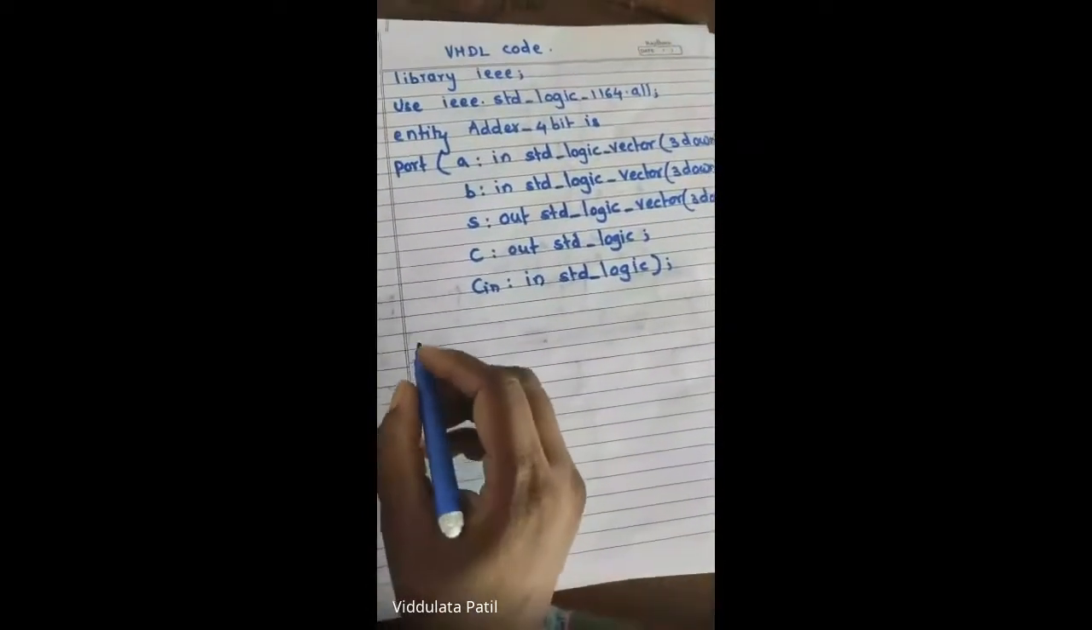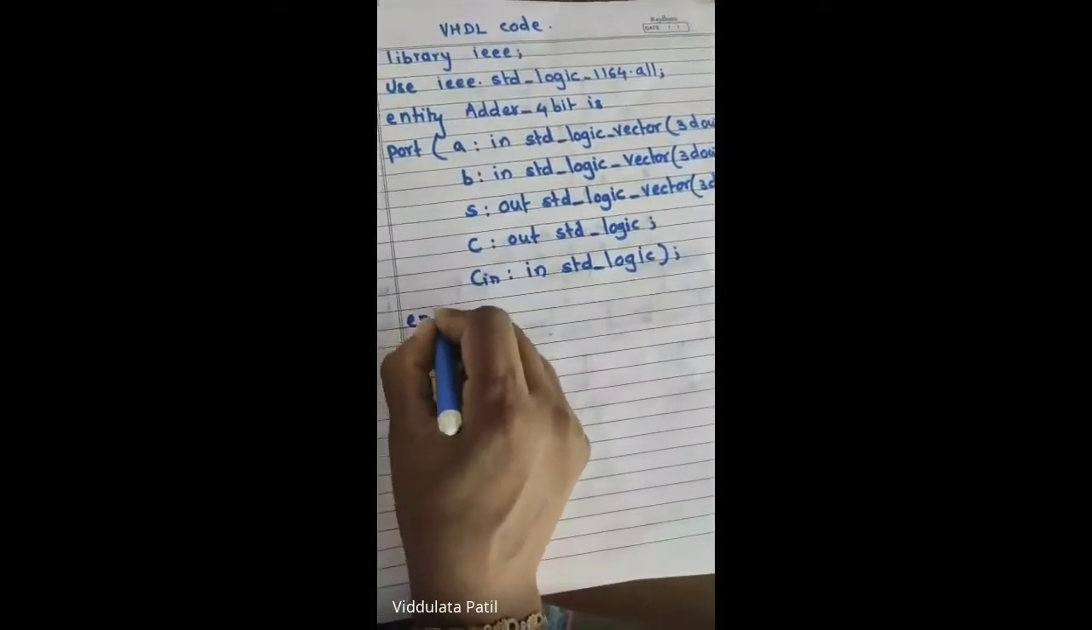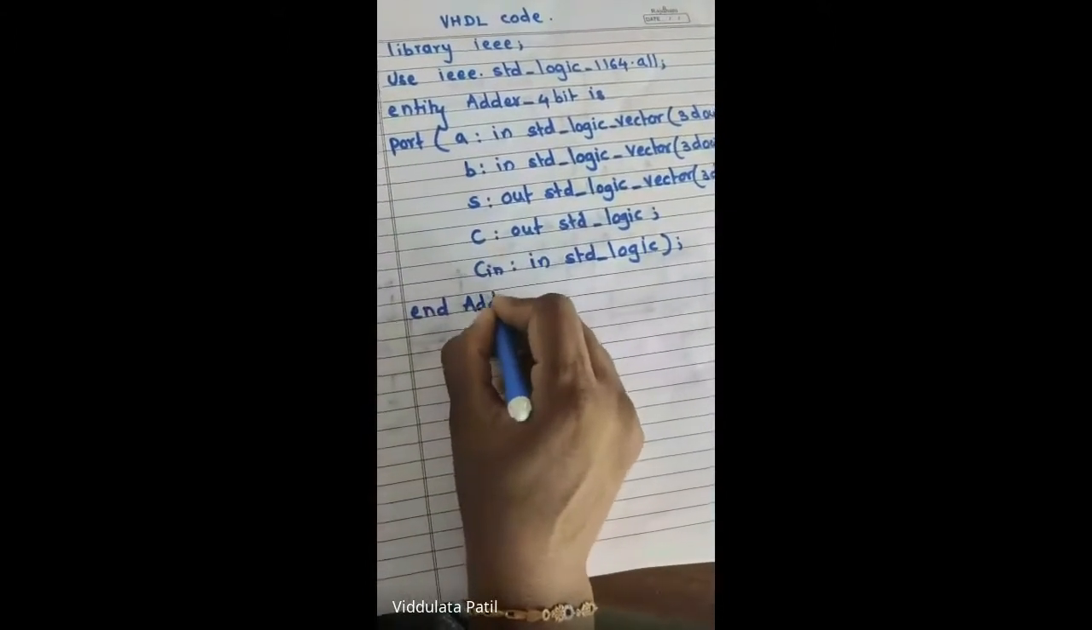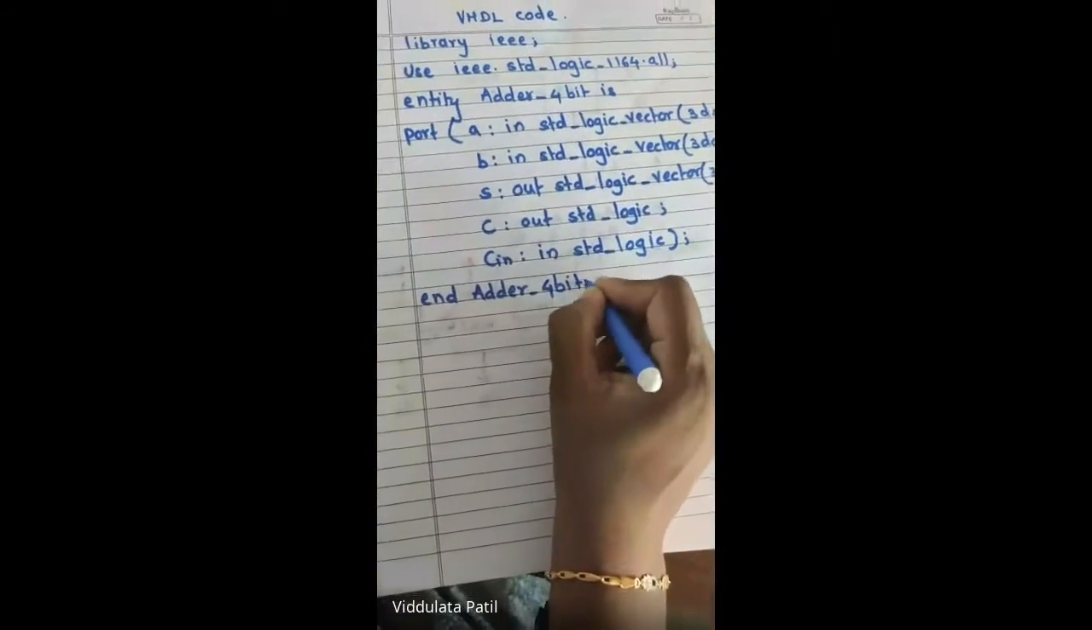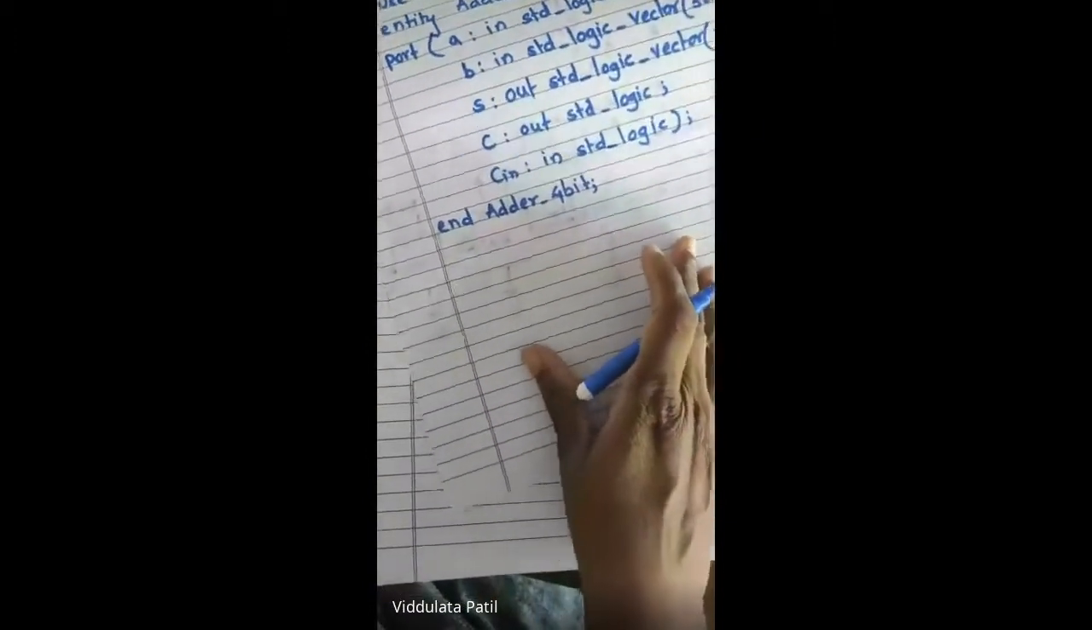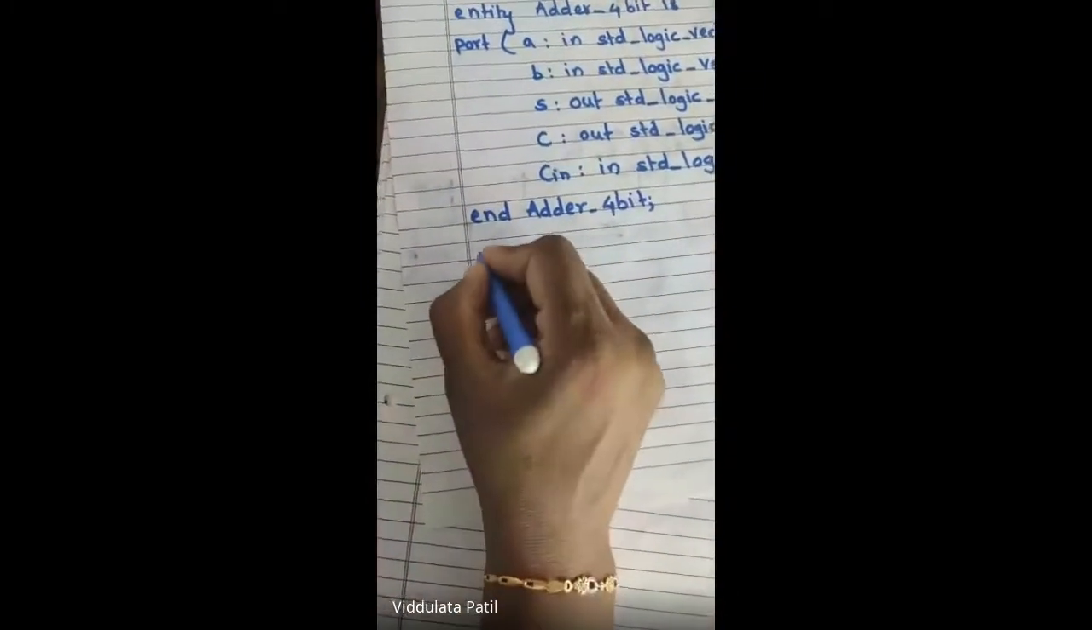Okay, now end of this entity, so end adder_4bit semicolon. Okay, now what is the next thing that we need to do? We need to declare architecture.